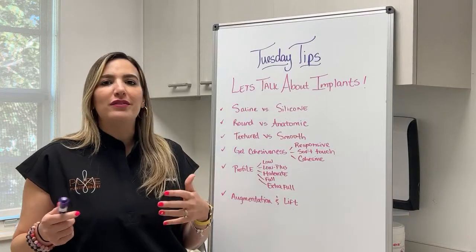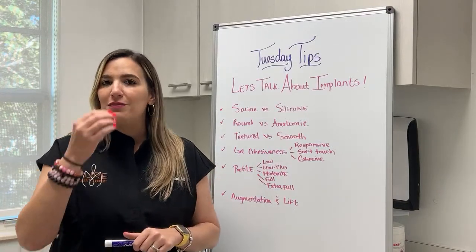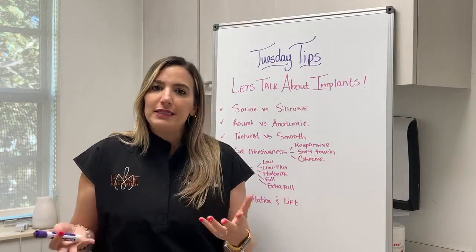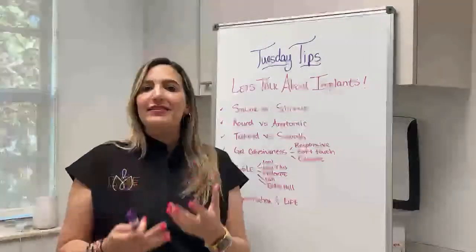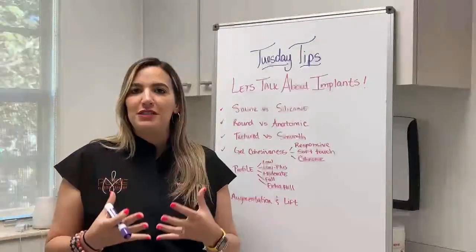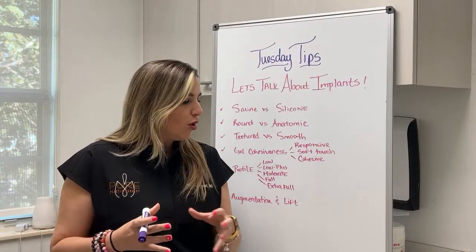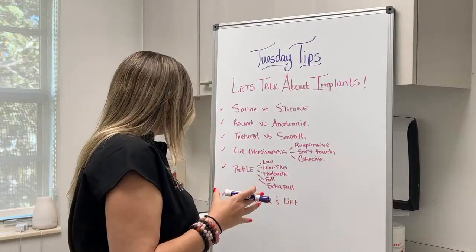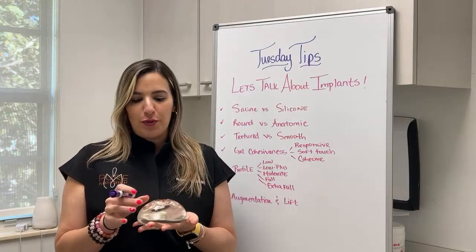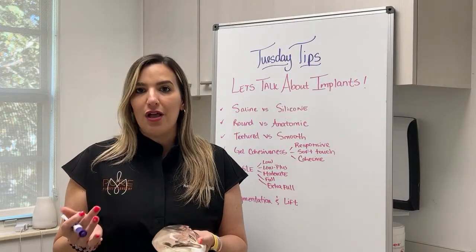So let's start with types of implants. We have two types of implants in the market: saline versus silicone. What is the difference? The difference is on the inside. Both implants are actually made of silicone in the shell. So I'm going to show you here. This is a ruptured implant. I ruptured it for demonstration purposes. And this is a gel implant.